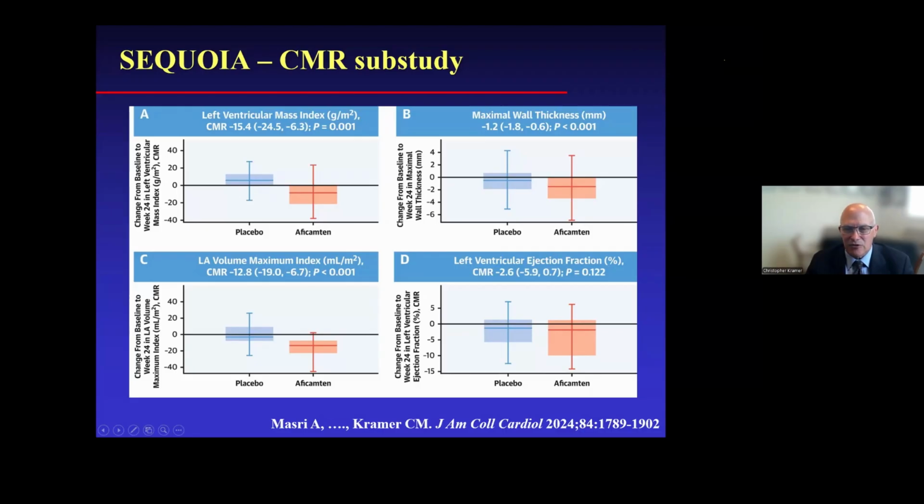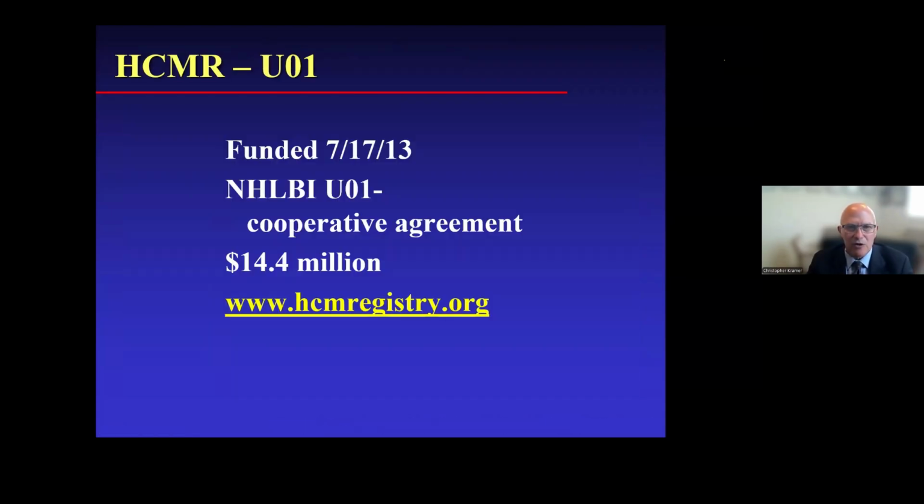So with that, I want to turn to the HCMR study and spend some time talking about this. This is a U01, which means that it's a cooperative agreement with the NHLBI, which meant that there were several members of the NHLBI, including statisticians, that sat on our executive committee, frequent conference calls. We were funded way back in 2013. It was really a massive effort and took years.